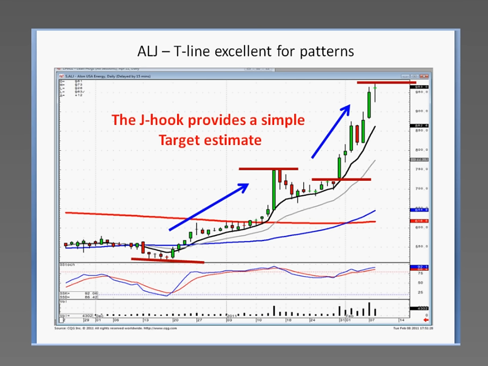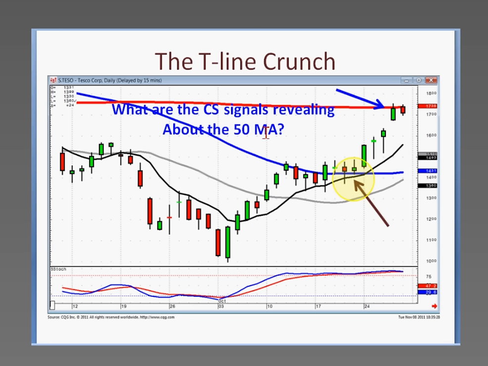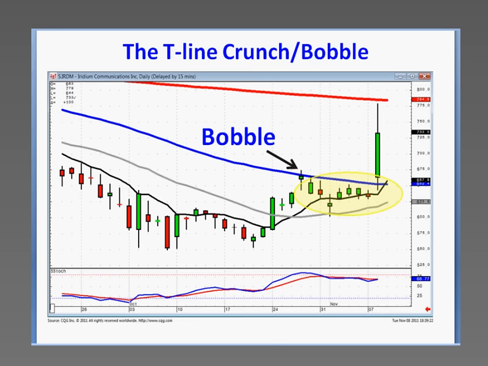So we also know that you can use the T-line using what we call the T-line crunch. Notice when it hit this resistance level, they couldn't close it back below the T-line, pushed it up through this resistance level. What was our next target? Up here at the 200-day moving average. So when we come up and we hit a resistance level and it fails, usually in the overbought condition, we can start taking profits.